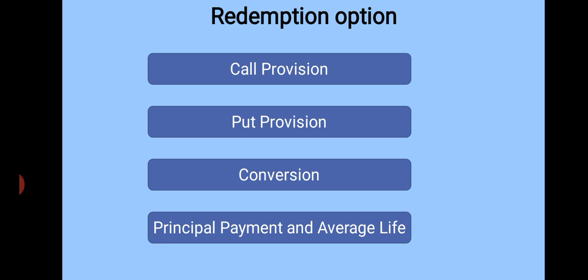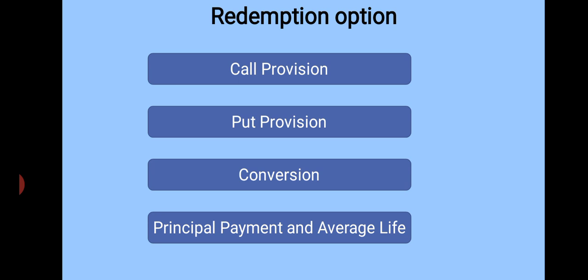Callable bonds have a higher interest rate as compared to non-callable bonds. So what is the logic behind these bonds? Bonds are issued with a provision by which the issuer can redeem these bonds at a specified date and price before its maturity. Clear? Then next, put provision.